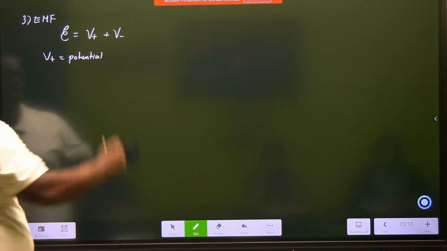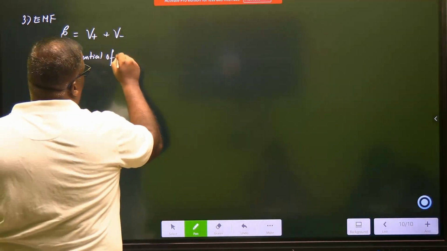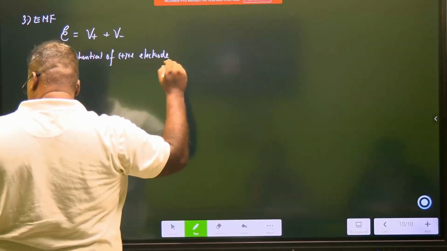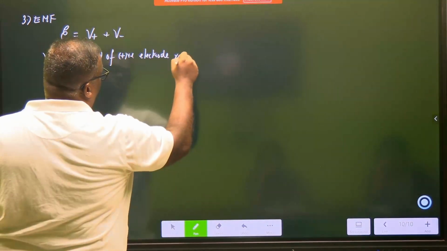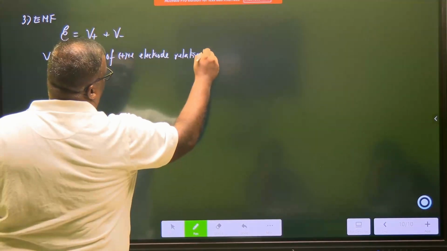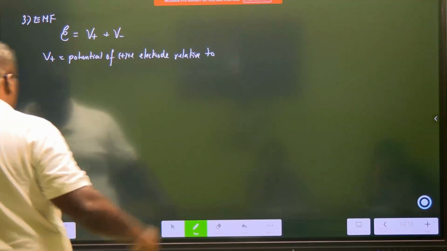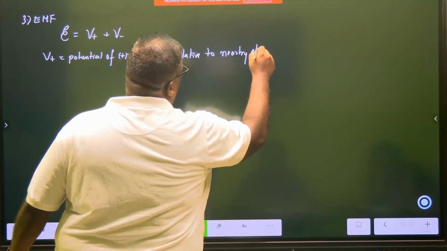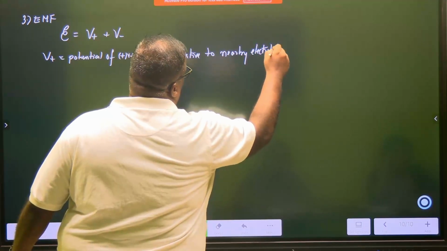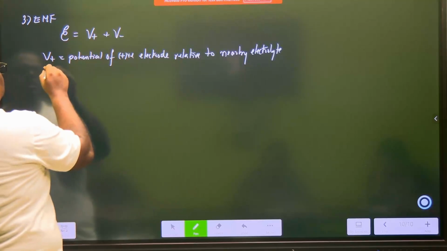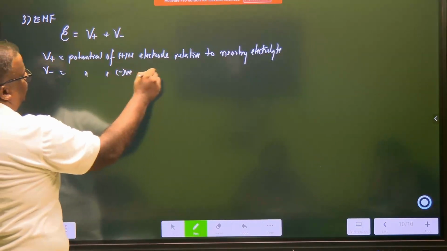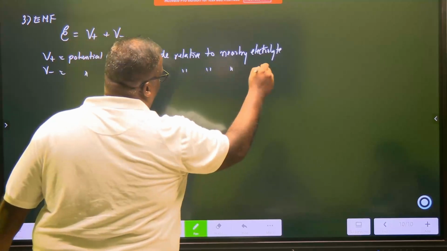This is the potential of the positive electrode relative to the nearby electrolyte. And what is V minus? The potential of the negative electrode relative to the nearby electrolyte. Write this.